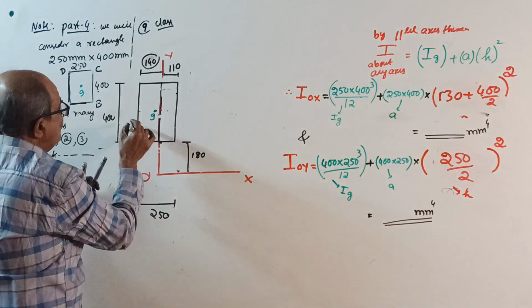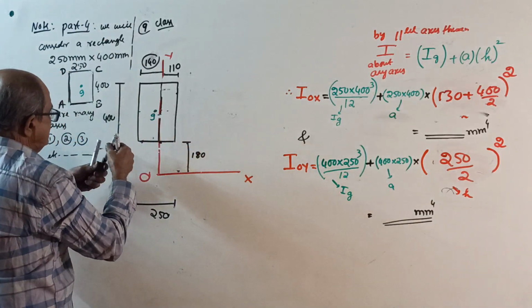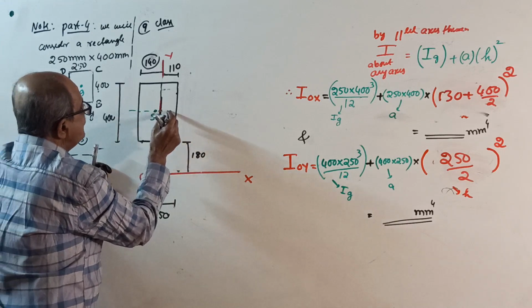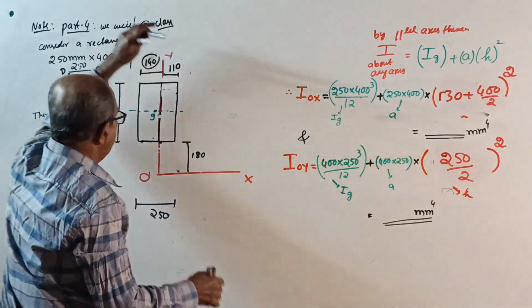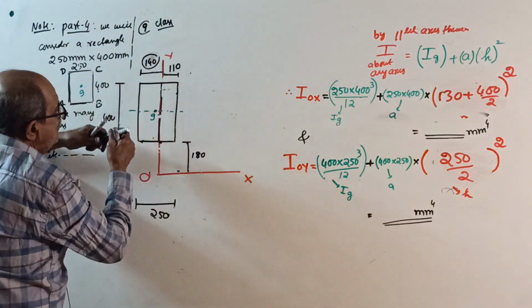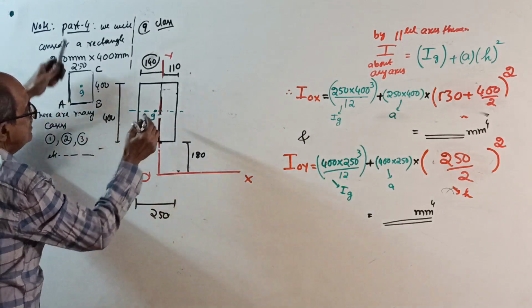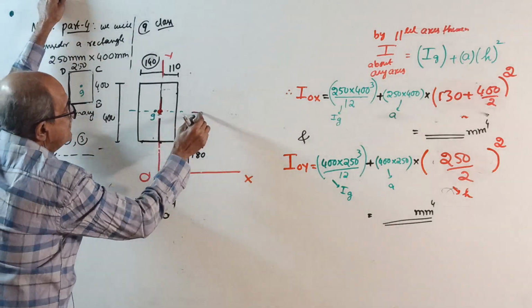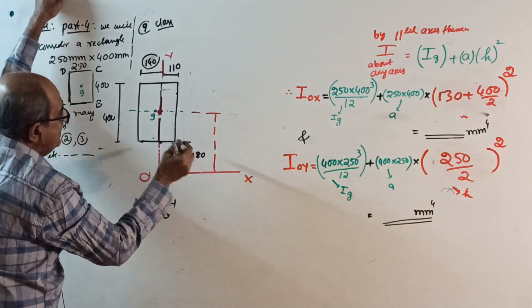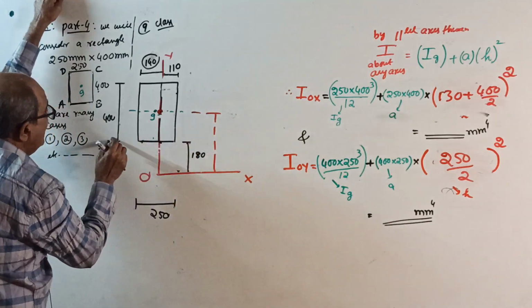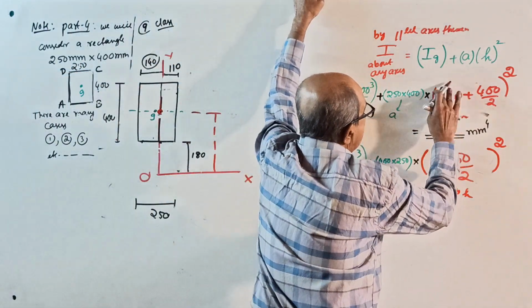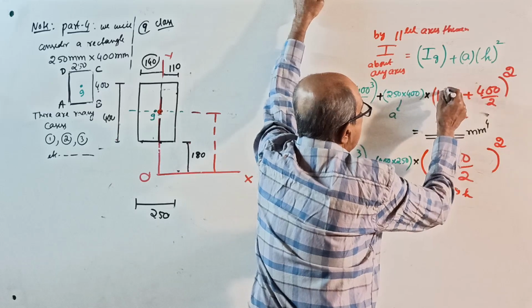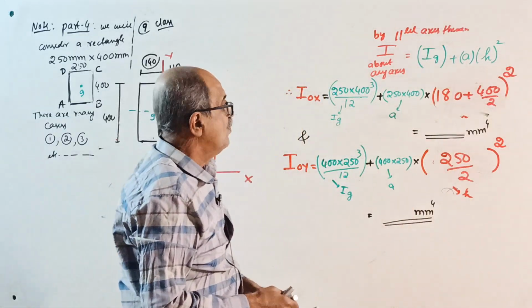Start. I about OX axis. First about its own axis: 250 into 400 cube by 12 plus area into, with distance from centroid to OX, this distance square is (180 plus half of 400) whole square.